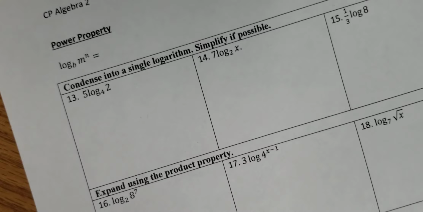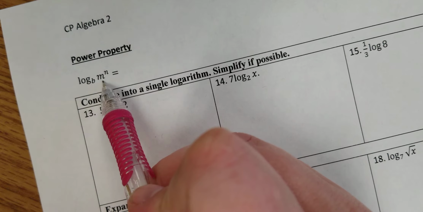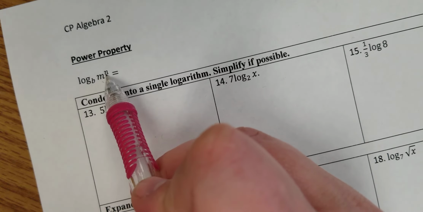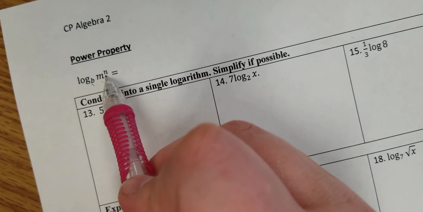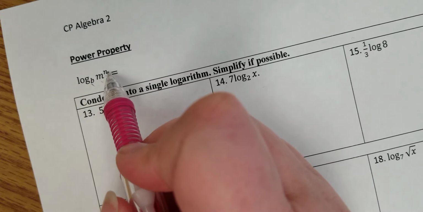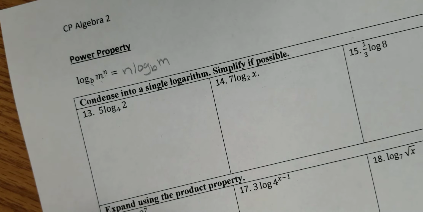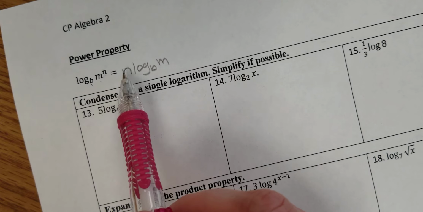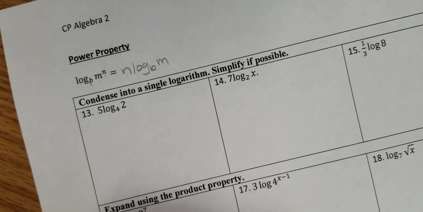So our next and final property is the power property. So now instead of multiplying or dividing, you have a base to a power. So in this case, we have log base b of m to the n power. To expand this, the exponent becomes the coefficient in front of the log, so that it becomes n log base b of m, just like that. So if you wanted to condense it, you go the opposite direction and you take the coefficient and write it as the exponent with m.